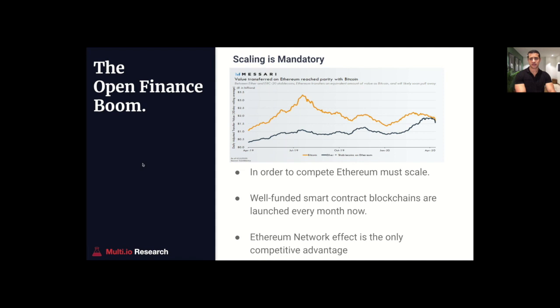Another reason Ethereum has to scale is because these new blockchains that are being launched every month are going head-to-head with Ethereum, trying to capture the market share of the applications I just described. Many of these blockchains are very well funded, and some even have new technologies that deserve merit. So Ethereum's only competitive advantage is the network effect that it has created, and in order to keep that network effect growing, everyone in the community understands that Ethereum must scale.